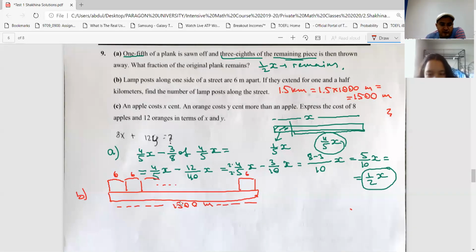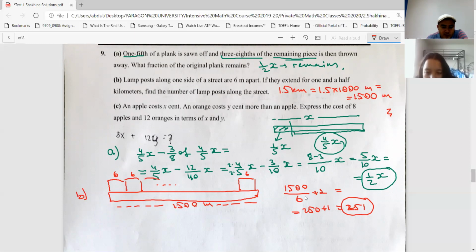So now, how do you find the number of posts? 1,500 divided by 6 plus 1, which is equal to 250, is it? 250 plus 1, 251 posts. Shahina, here you may wonder, why am I adding 1?